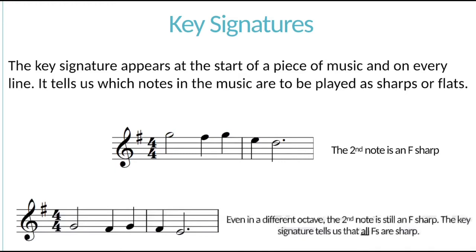Now, even in a different octave, the second note here is still an F sharp. The key signature here tells us that all notes, all Fs, are F sharps. All notes which are an F become F sharps, not just the notes on the top line. This note is down here, as you can see, but it's an F sharp because of the key signature.